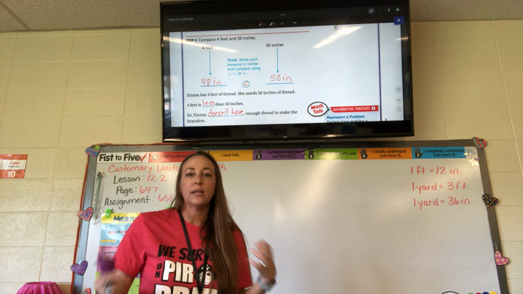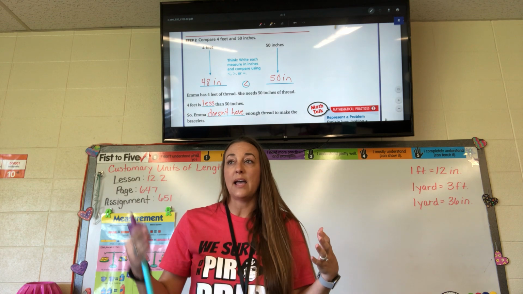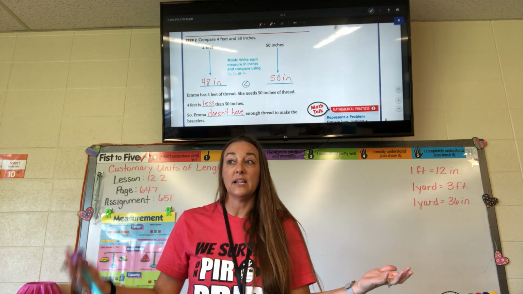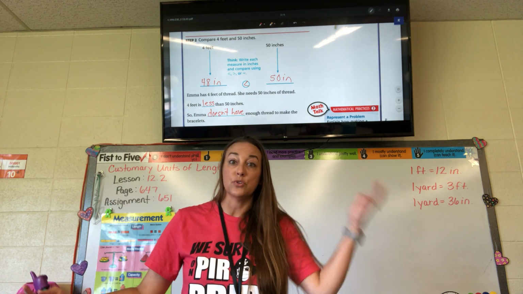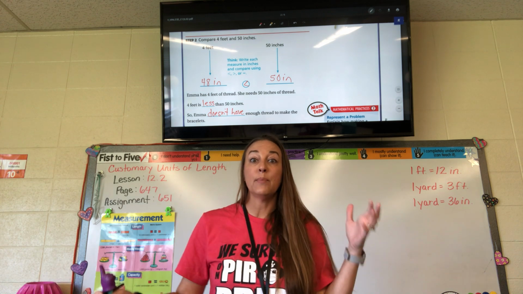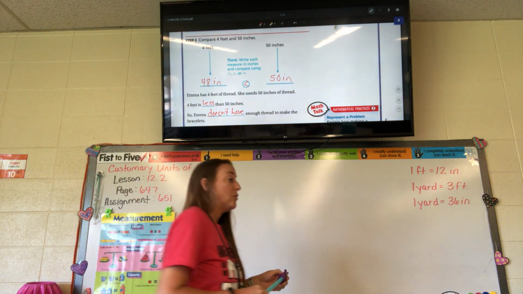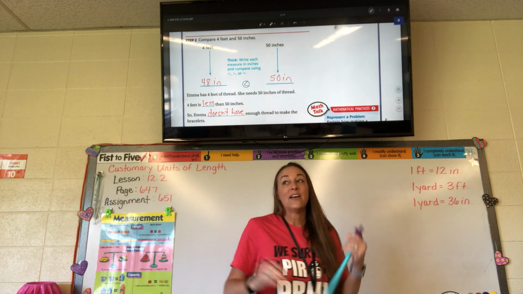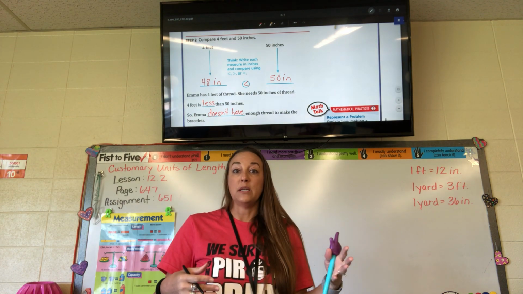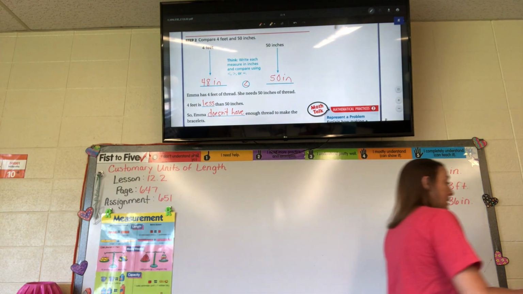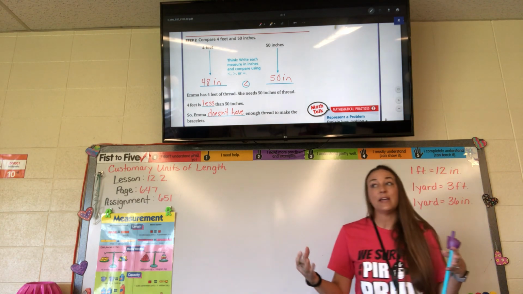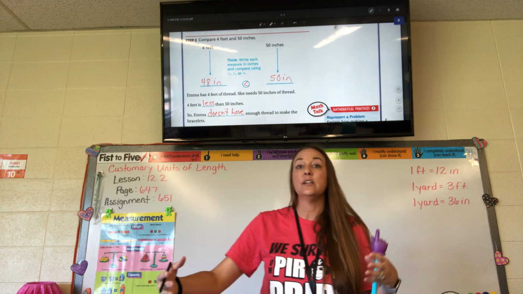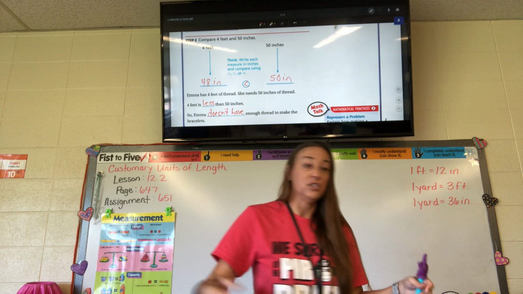This is another case where we've got apples and oranges, and we have to get it to either be apples and apples or oranges and oranges. We have to compare the same thing. So we really only have to change one of our measurements. In this case we had to change feet into inches so we could compare inches to inches. Okay?